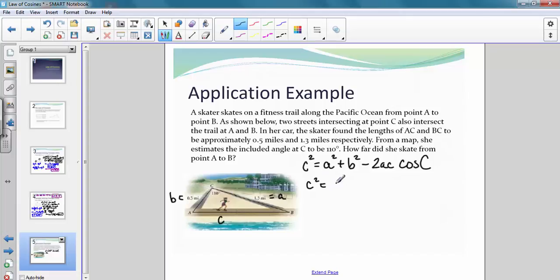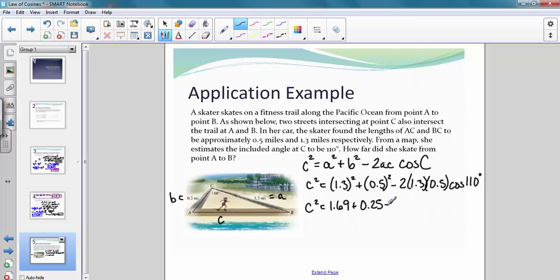So we get c squared equals our a, which is 1.3 squared, plus our b, which is 0.5 squared, minus 2 times 1.3 times 0.5 cosine of 110 degrees. And that gets me c squared equals 1.69 plus 0.25 minus a negative 0.445. That's going to turn into a plus. And I get c squared equals 2.385.